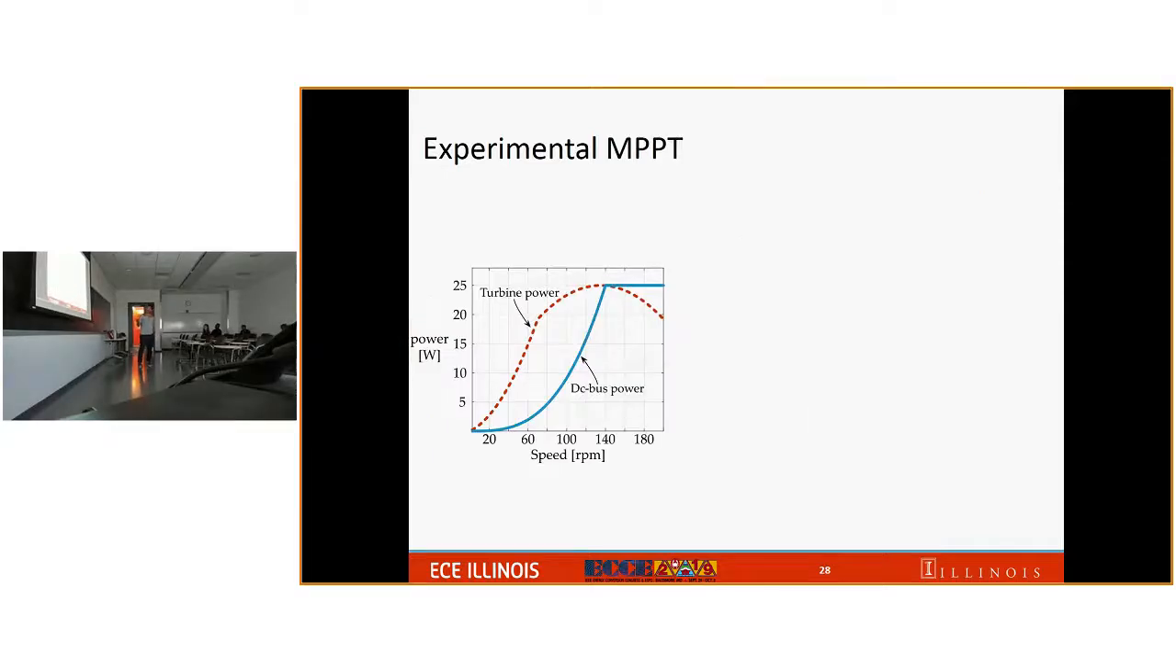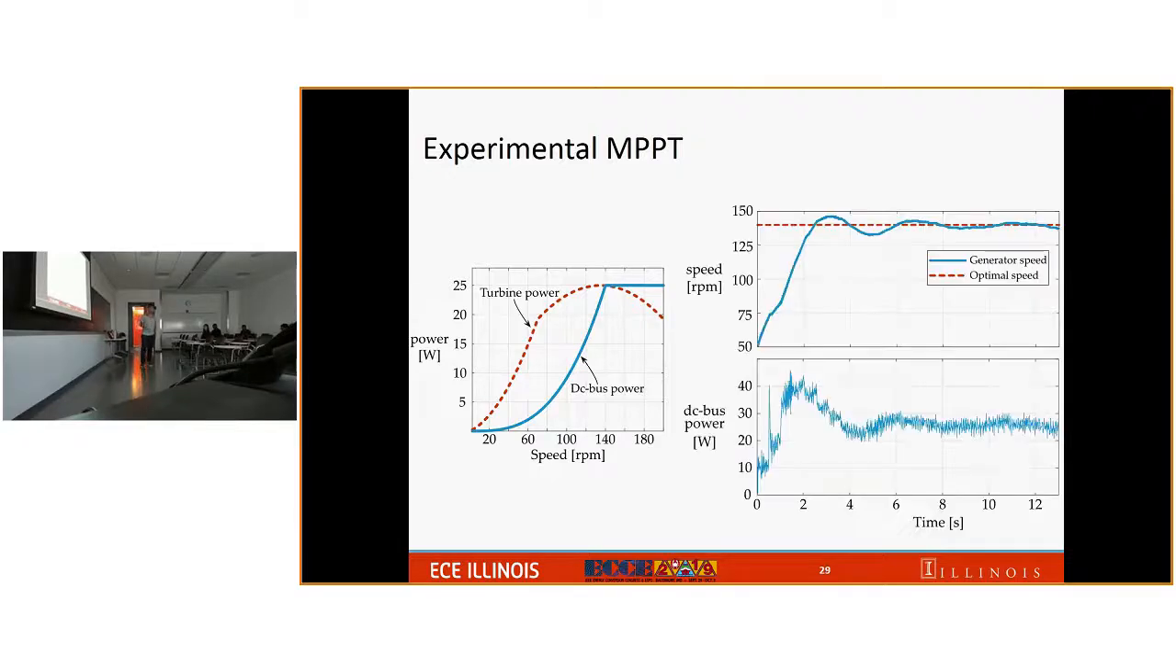And those two curves illustrate our control strategy. We program the prime mover to follow the dotted orange curve, which is the turbine power. And we program the active rectifier to deliver power to the DC bus following the blue curve. And this is the result.